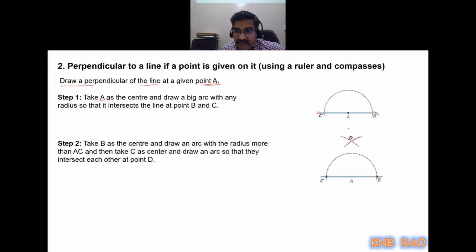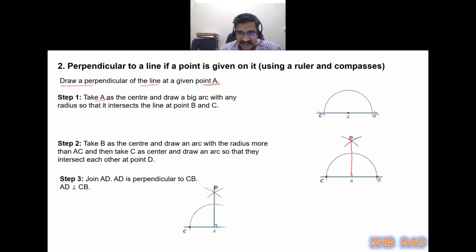So the point of intersection of these two arcs, if it is D, join D to A, it gives definitely a perpendicular. So join A to D, it gives a perpendicular like this. Is it clear, children? I'll show you with the help of Math Polygon. I'm going to stop sharing this. I'll come to share Math Polygon.